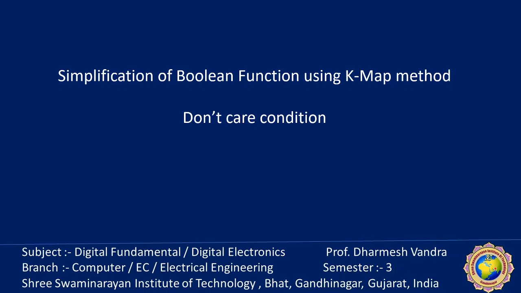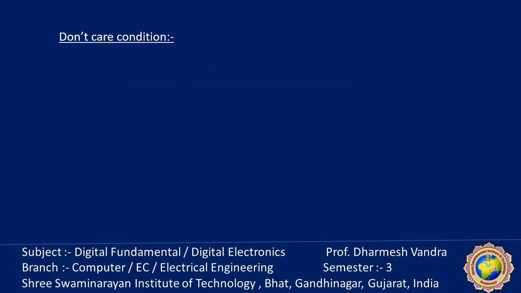Dear friends, we already discussed the simplification of Boolean functions using the Karnaugh map method for 2-variable, 3-variable, 4 and 5-variable, as well as how we can simplify the function if the minterms or maxterms are given in the form of sum of product or product of sum. Today we will discuss how the don't care condition can be useful to simplify the Boolean function.